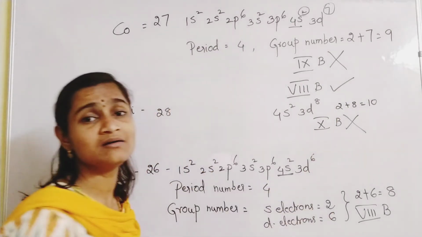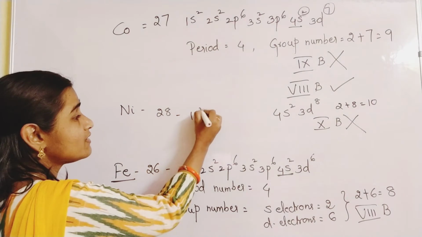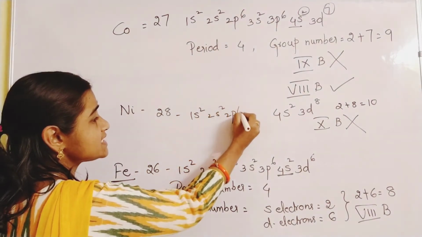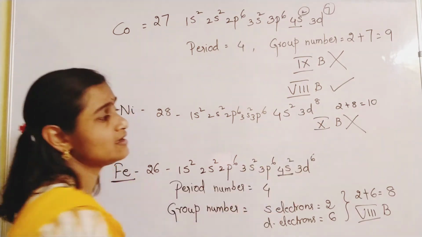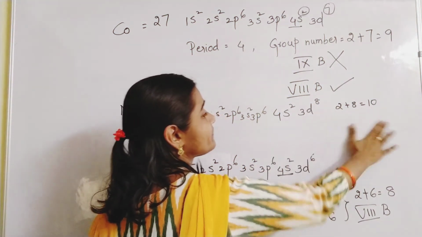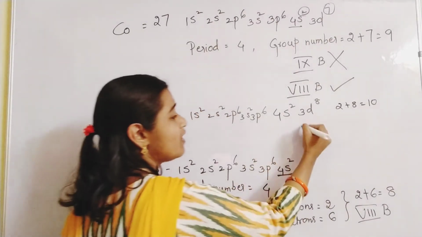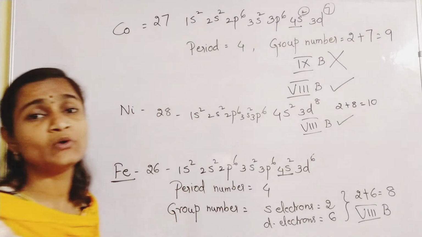What is the group number of nickel? 1s2 2s2 2p6, 3s2 3p6, 4s2 3d8. Right? 10th B group won't exist. That is wrong. So it belongs to 8th B group only.